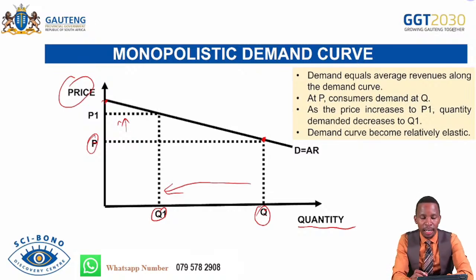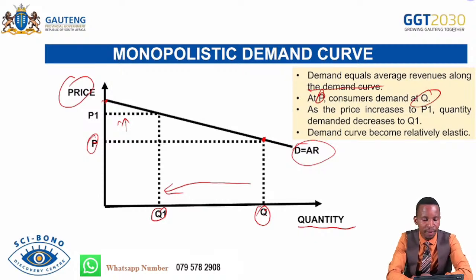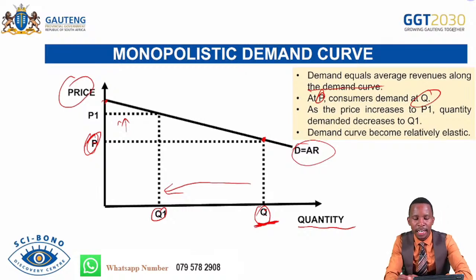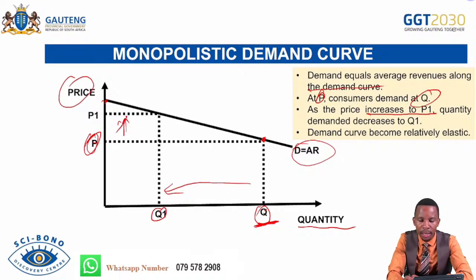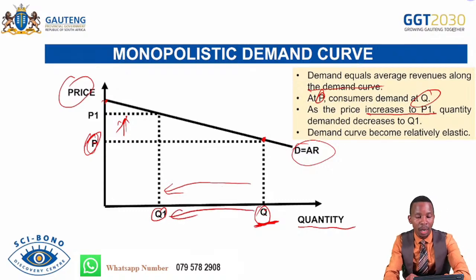So, in explanation, the demand curve equals average revenue along the demand curve. Here, the demand curve equals AR as usual. At P, consumers demand at Q, like I said. As the price increases to P1, we can see the price going up to P1. What happens? Quantity demanded decreases from Q to Q1. You come across a huge difference in the quantity demanded.